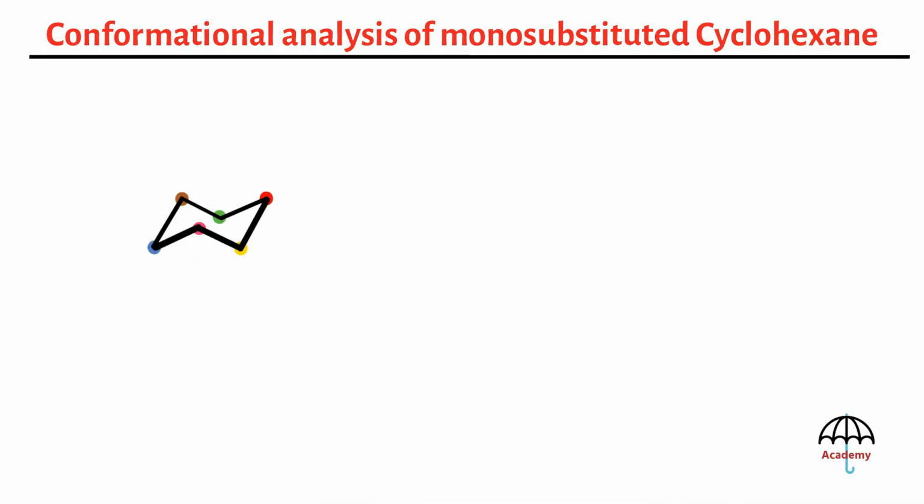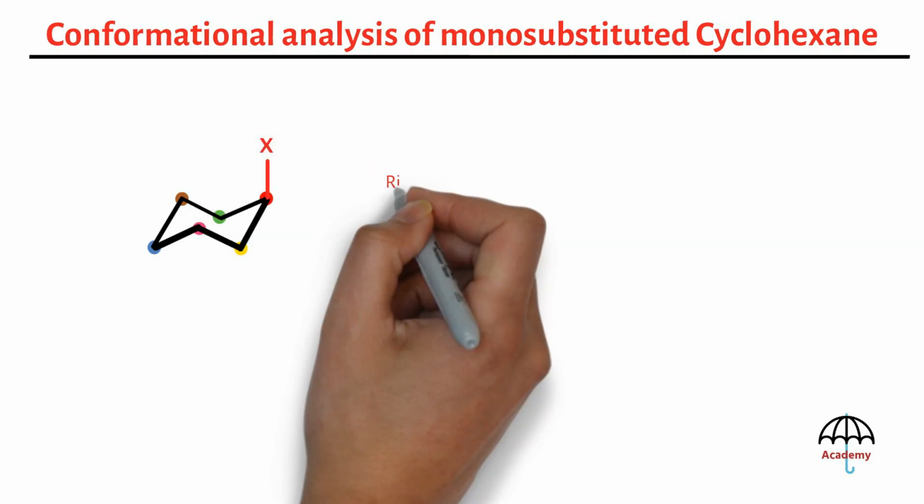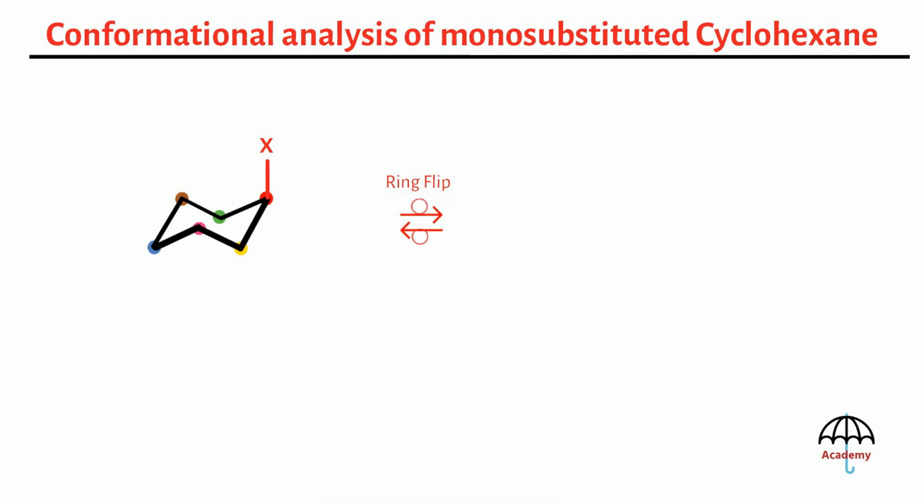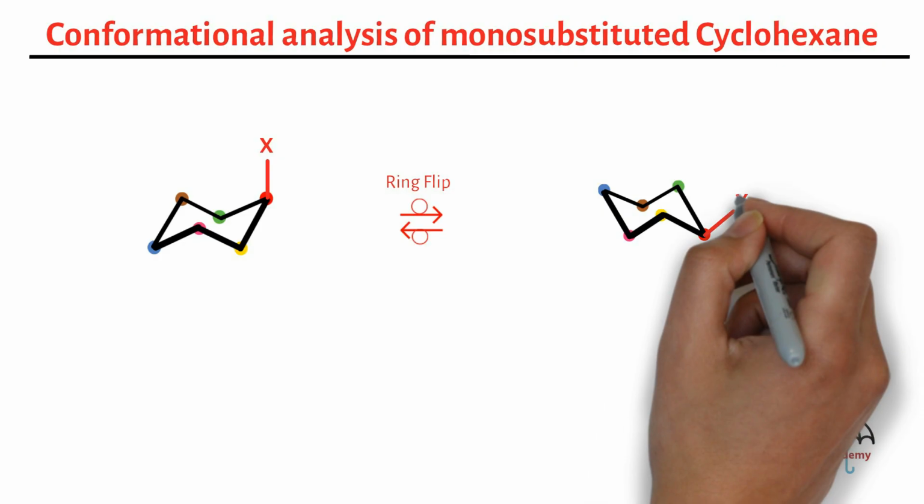In this lecture, we will discuss conformational analysis of monosubstituted cyclohexanes. Consider this chair form of cyclohexane with a substituent X on axial position. In our previous lecture on ring flipping, we have understood that, upon ring flipping, the up carbons go down and down carbons go up. Axial changes into equatorial and vice versa. Thus, ring flipping changes this substituent to equatorial position.